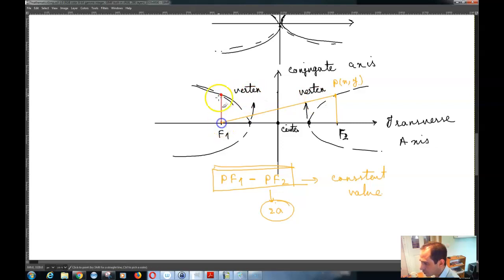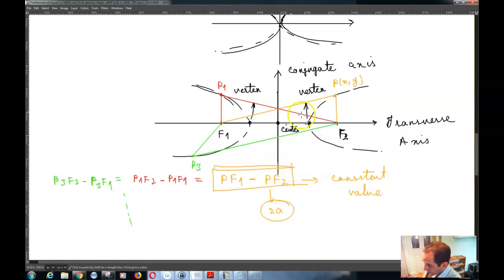For example, I can take this point over here, and then I have P1, and this would be equal to P1F2 minus P1F1, and I can of course take, for example, this point over here. Let's call this P3. Then this would be equal to P3F2 minus P3F1, and so on and so forth.